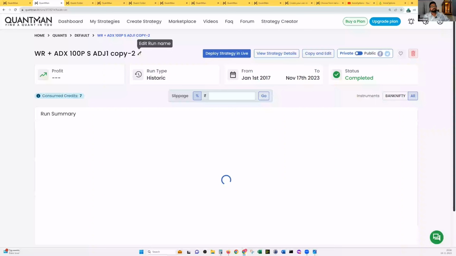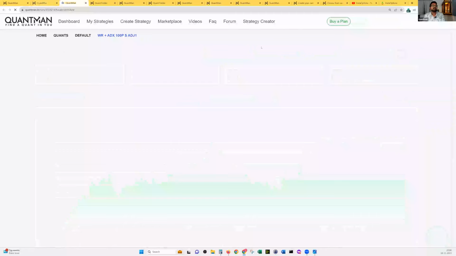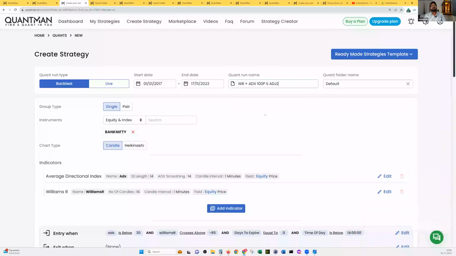Okay, we need to use two strategies. This is only on expiry. I have just given it. I just save it and then copy and edit. What's the second case? What's the adjustment number two we need to use?